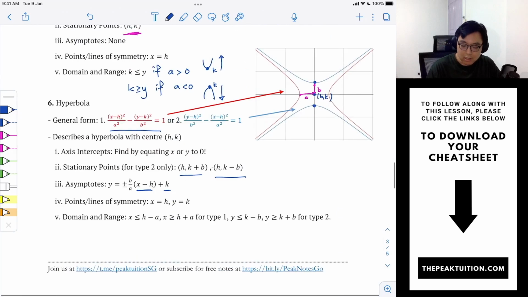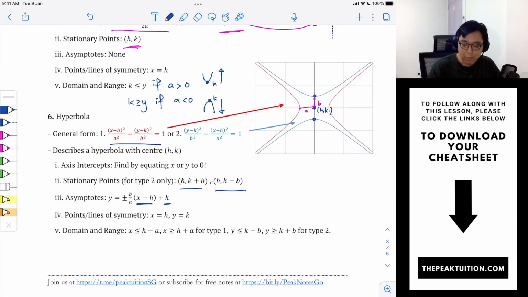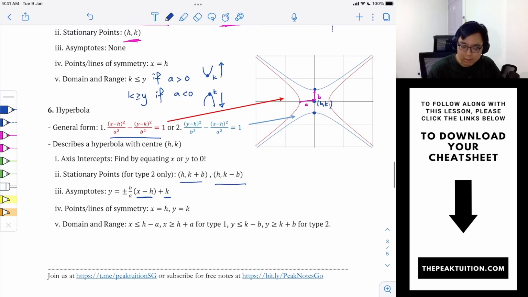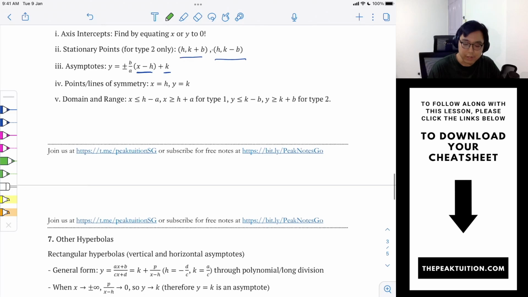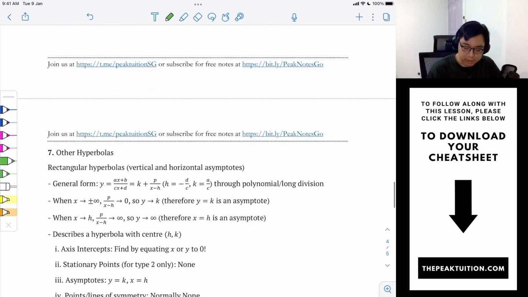In any case, the line of symmetry, the point of symmetry, will be at the center. That's all, right? For domain and range, there are two possibilities for type 1 and type 2, but it's basically just the same. You see that for type 1, the red graph, the domain will be anything here and anything here, and the range covers all real numbers. And vice versa for the type 2 graph, the blue graph, okay? So that covers the gist of the conics graph.